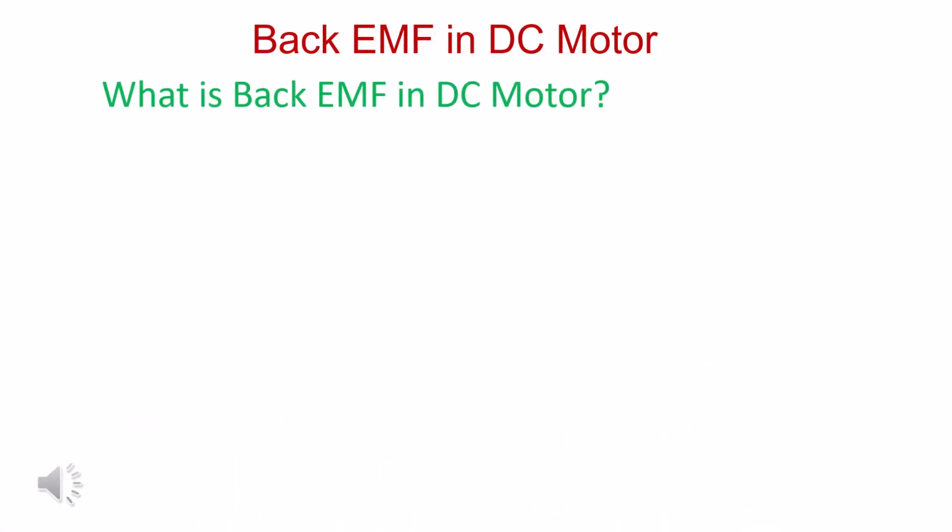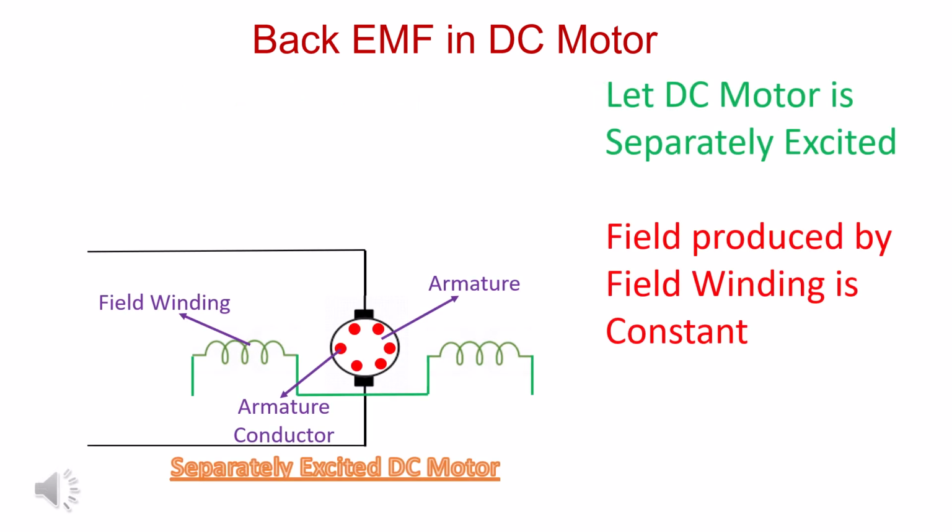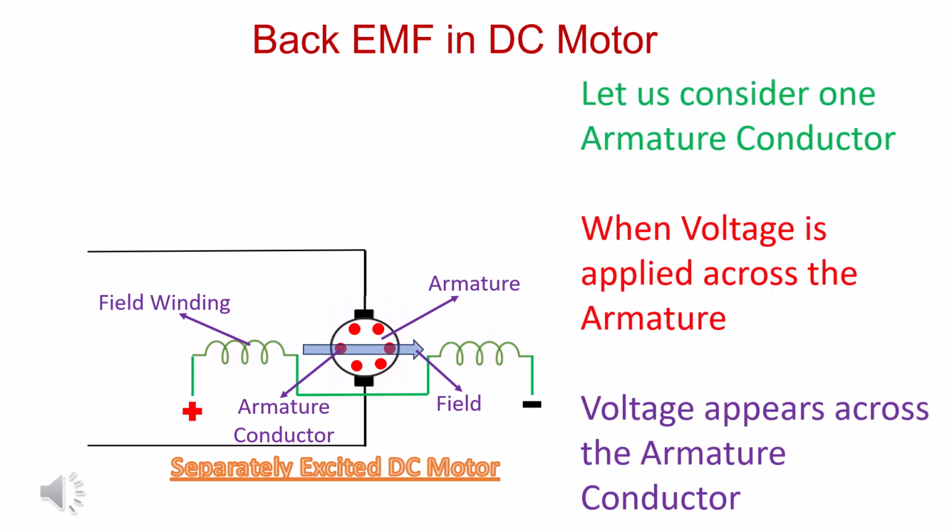What is the meaning of back EMF in a DC motor? Let the DC motor be separately excited. Field produced by field winding is constant. Let us consider one armature conductor. When voltage is applied across the armature, voltage appears across the armature conductor.